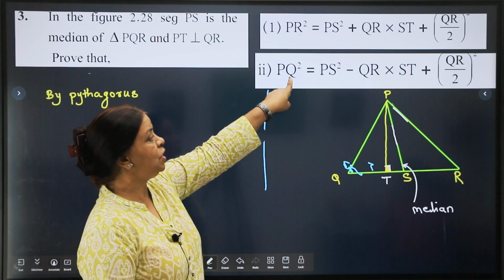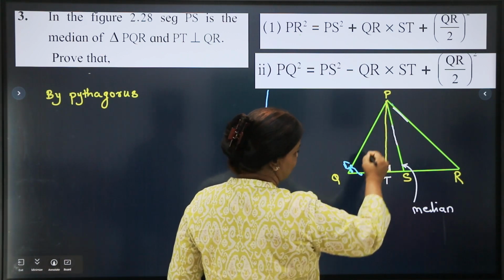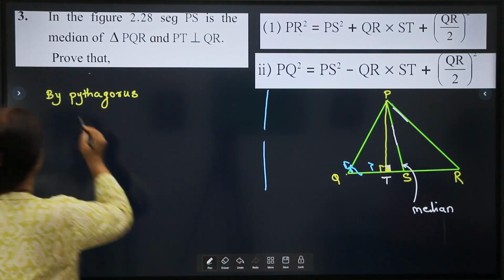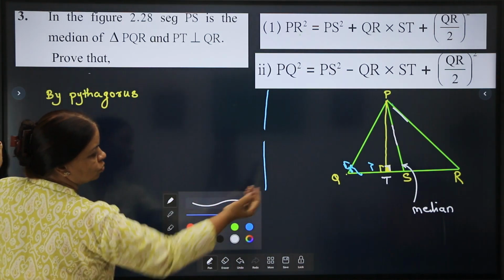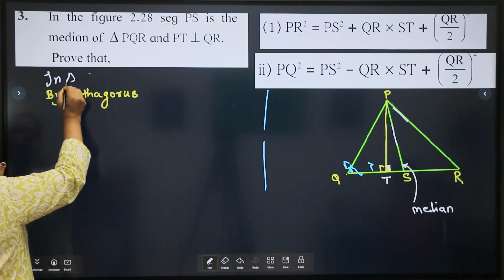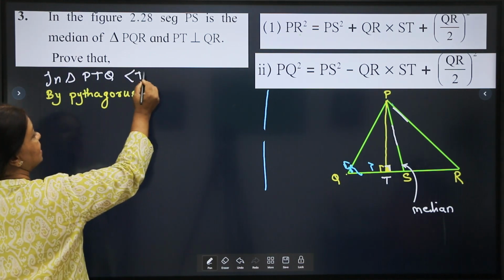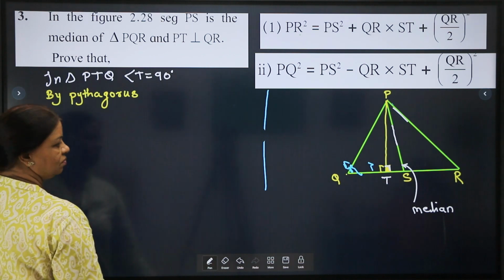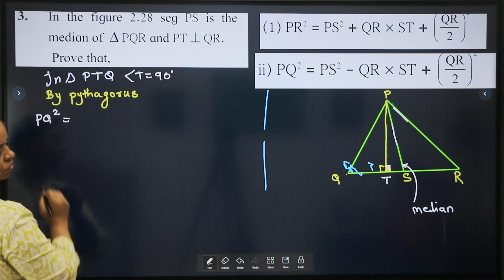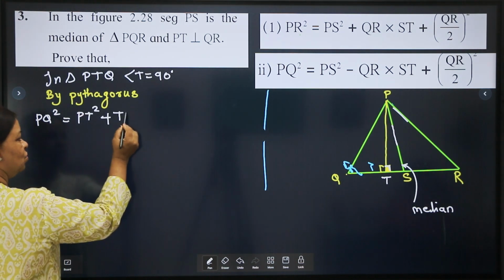Now the second statement, PQ square is equal to PS square. Where are we getting PQ square, children? Yes, this is PQ and it corresponds to this 90 degree. So in triangle PTQ, I want PQ square. By which theorem? By Pythagoras theorem. And why? Because angle T is equal to 90 degree. So by Pythagoras theorem I will get PQ square is equal to PT square plus TQ square.